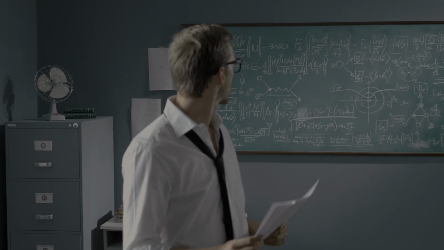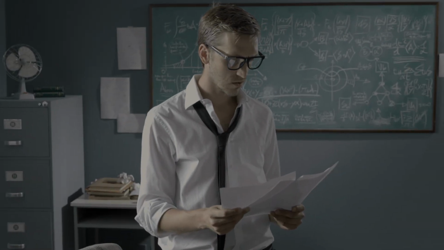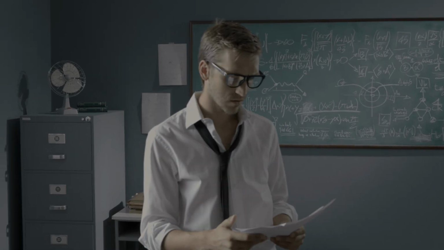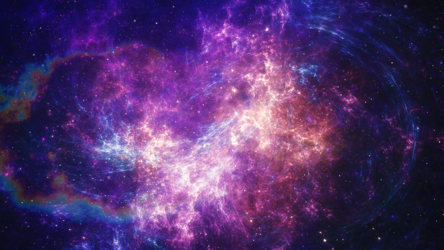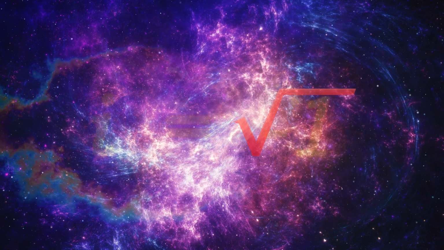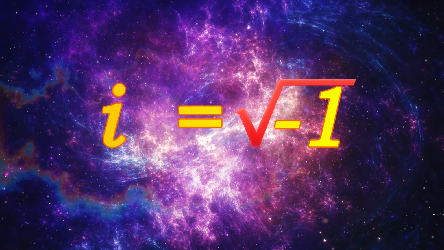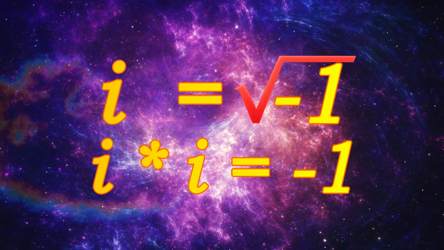They created a new number, a number defined by a single rule, a number that, when multiplied by itself, gives you -1. And they called it i, iota. And what is i? i is simply the square root of -1. And i multiplied with itself gives us what we want, -1.